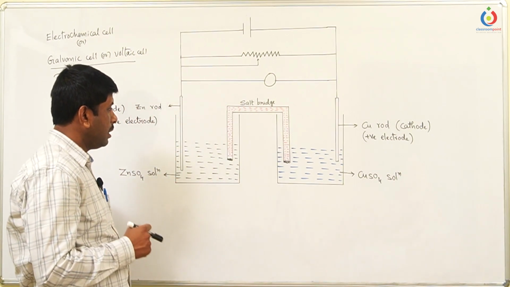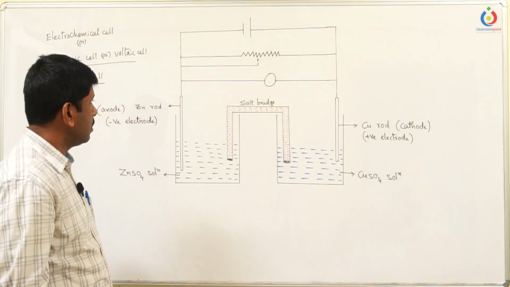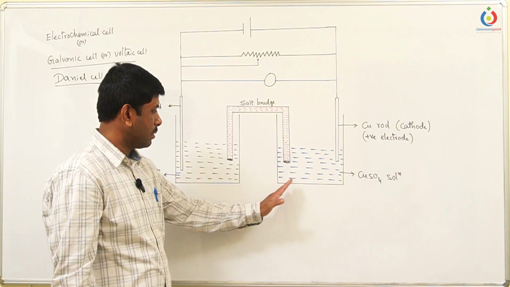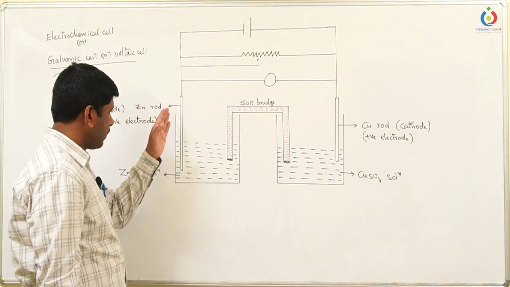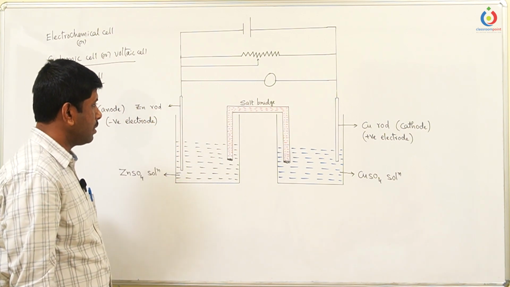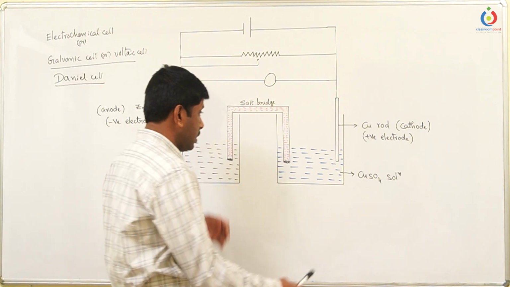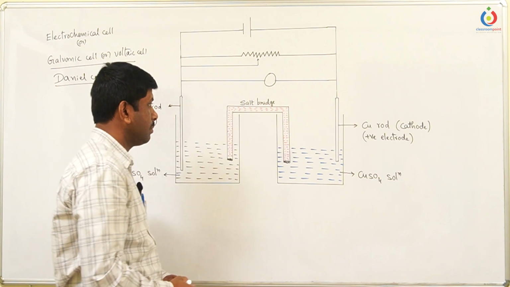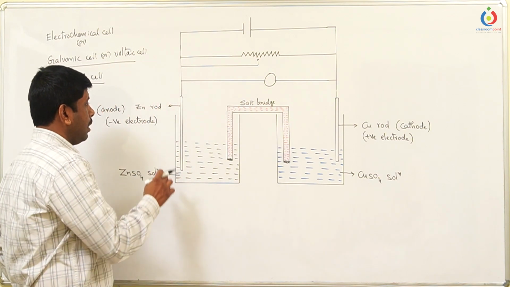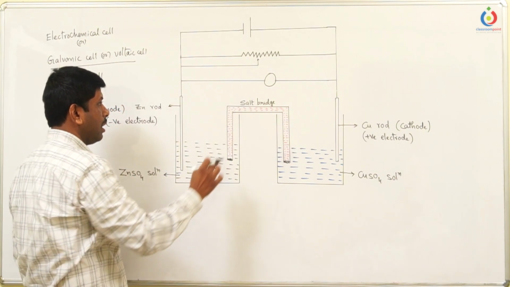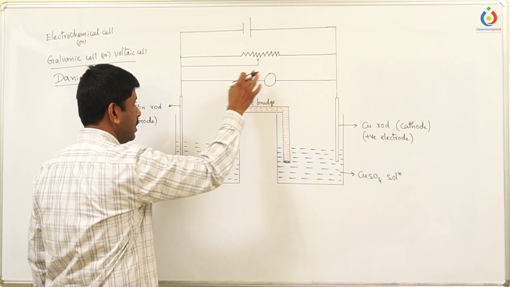Now let us see the galvanic cell construction, or the Daniell cell. It contains two beakers. In the left-hand side beaker, a zinc rod is dipped in the zinc sulfate solution, and in the right side beaker, a copper rod is dipped in the copper sulfate solution. These two rods are connected through a metallic wire. Here an ammeter shall be there. This point we shall discuss later.